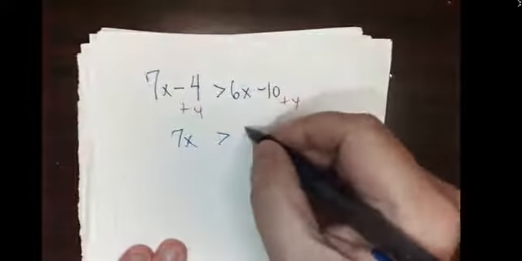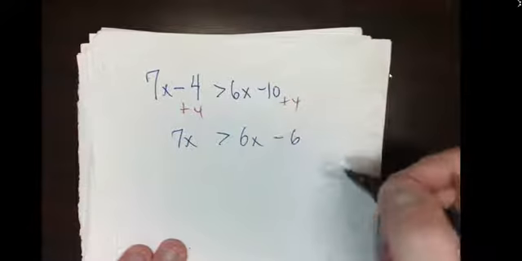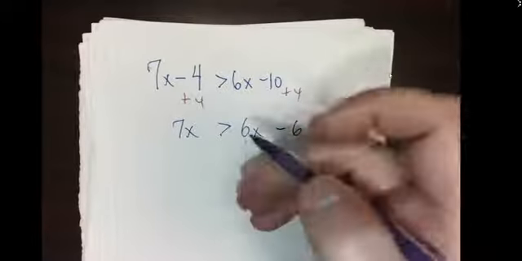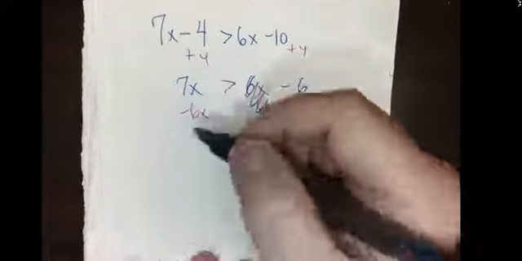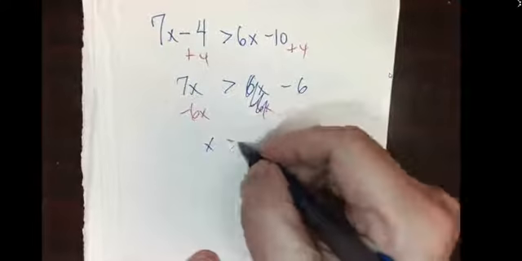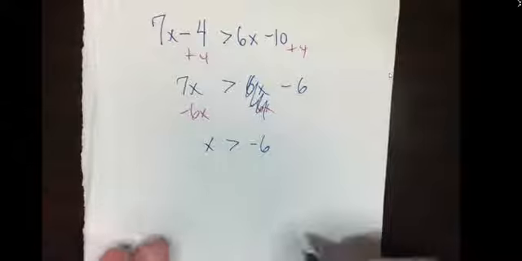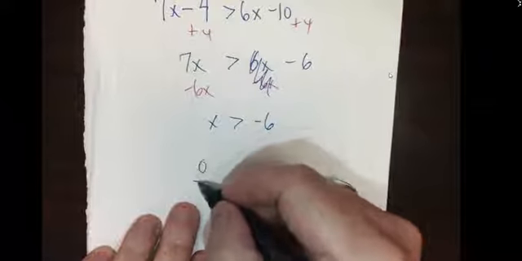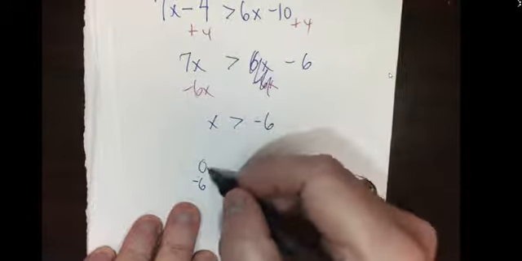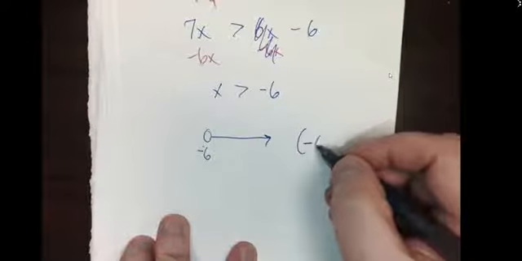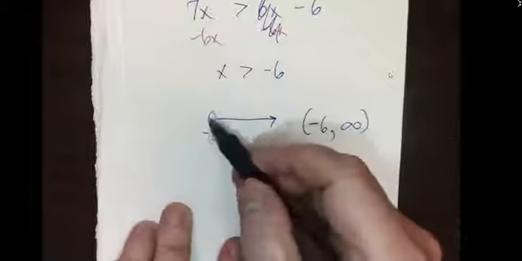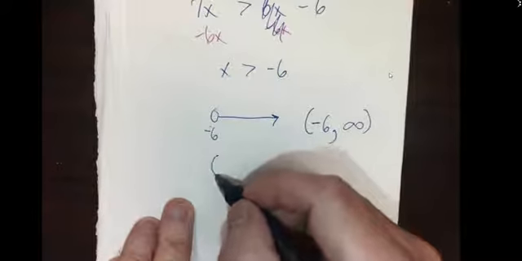So let's add 4 to both sides. And that'll be minus 6. And then let's subtract 6x from both sides. So you need to write the problem down correctly to begin with. 7x minus 6x is x, and I have x is greater than negative 6. So on the number line, we find negative 6, and we want the arrows pointing to the right, everything bigger than it. And in interval form, it's like that. Sometimes instead of just drawing it hollowed out like that, it's drawn with a parenthesis.